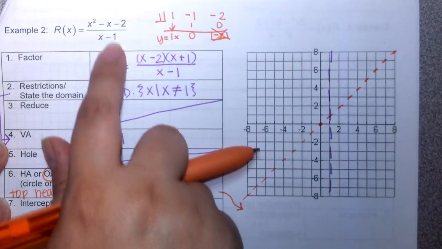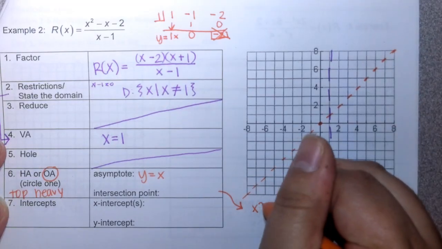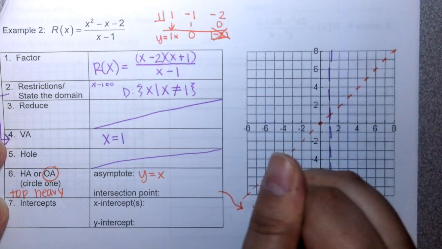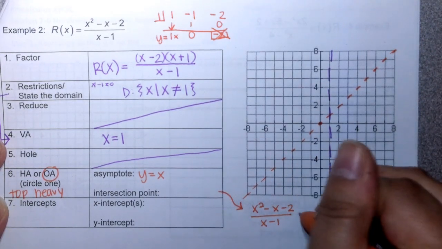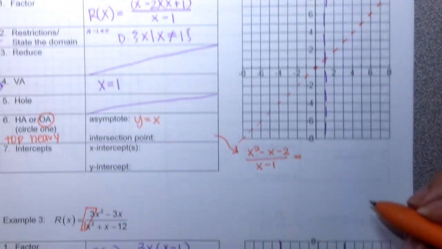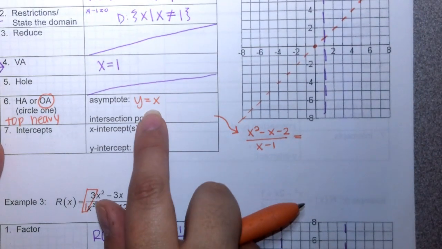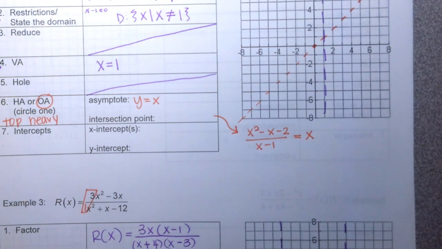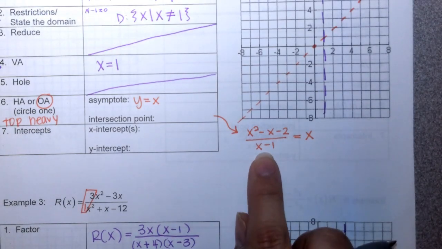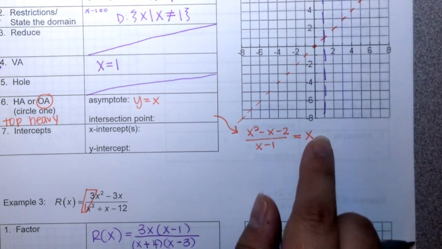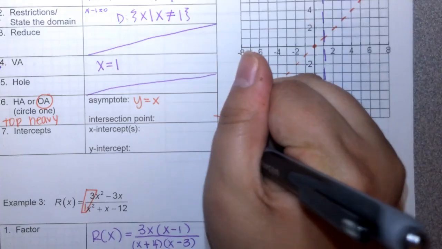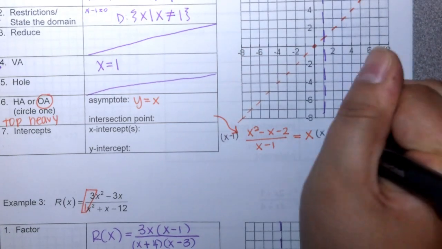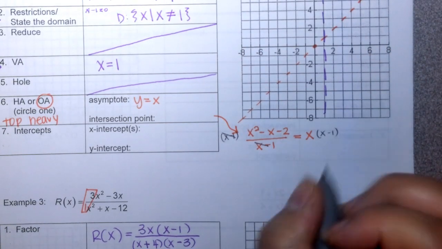I'm going to take my original equation, x squared minus x minus 2 over x minus 1. And what is it going to equal this time? y equals x. It's going to equal x. You can cross multiply again. What you're really doing is, do y'all agree I'm just multiplying both sides by x minus 1? So that's what I'm going to do. You can cross multiply, but I just think this is easier to do.